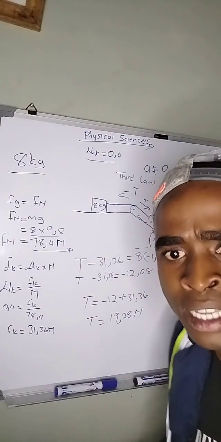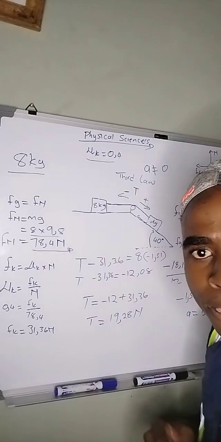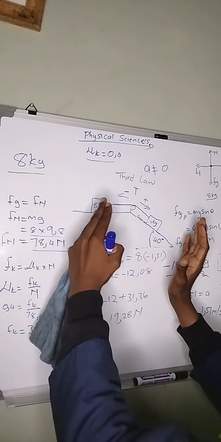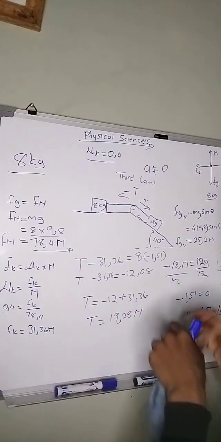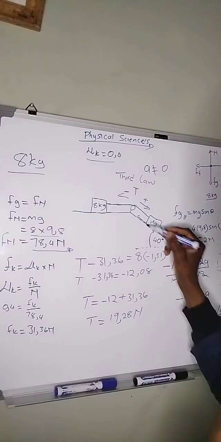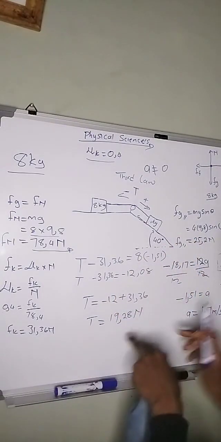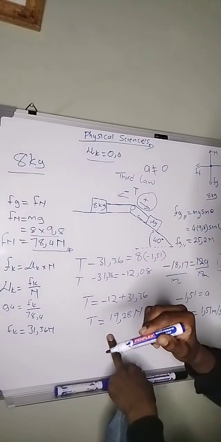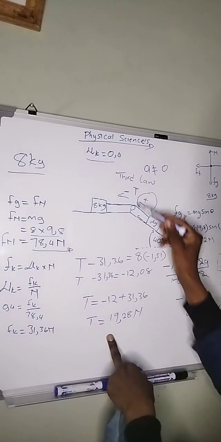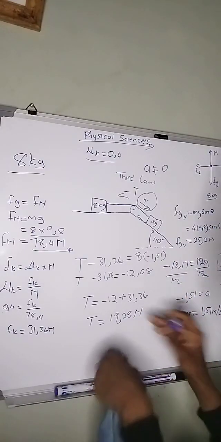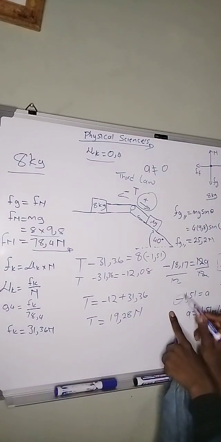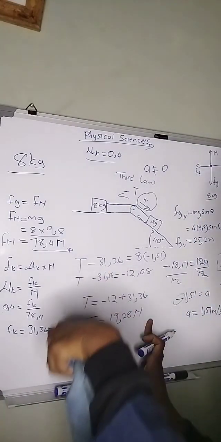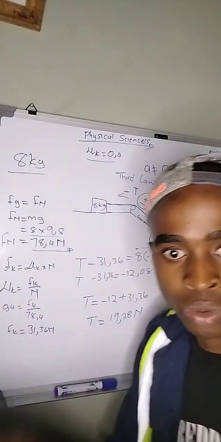Do you understand how to approach this? Because remember, the system slows down, and our acceleration is negative. So it means our tension is going to be positive for equation number 1, but negative for equation number 2.